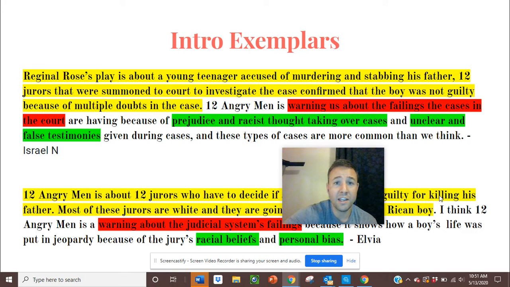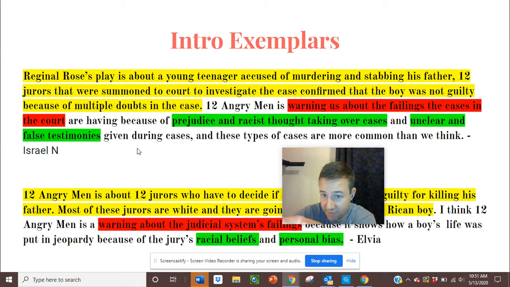So let's take a look at Israel's intro. I color coded it because I wanted to make it really clear what they're doing. Yellow is context about the book. In two sentences, what is this book about? You're going to go book context, and then you go into your thesis, right? So Israel's context: Reginald Rose's play is about a young teenager accused of murdering and stabbing his father. 12 jurors are summoned to court to investigate.